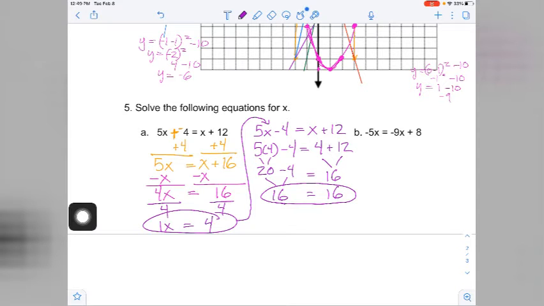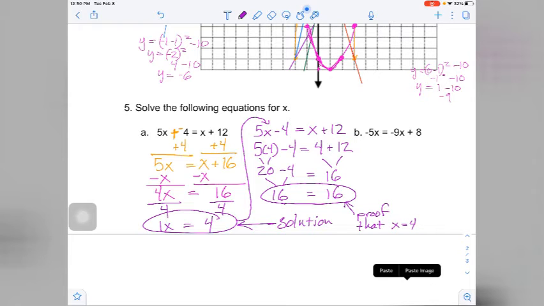So my solution is correct because 16 is equal to 16. But my solution is x equals 4. This is my solution. This is just my proof that x equals 4 is my solution.